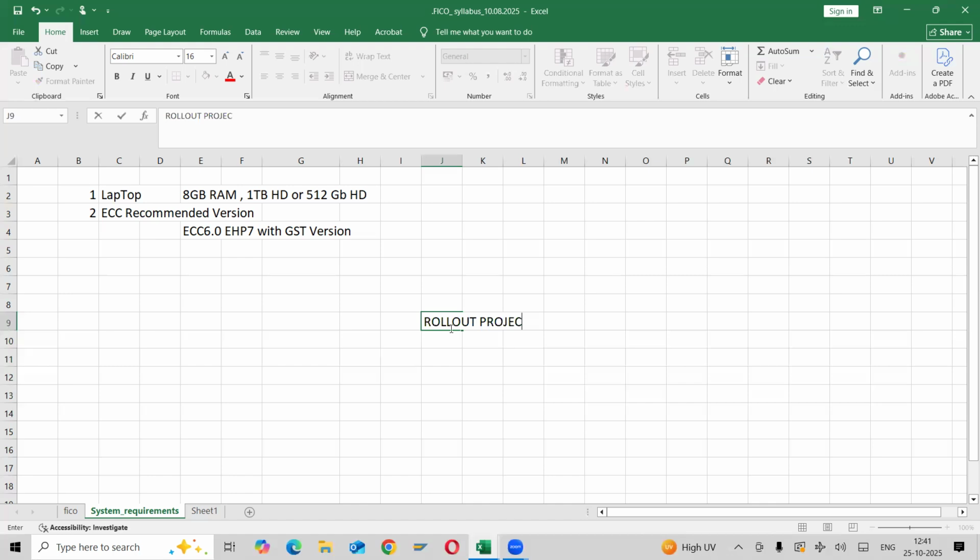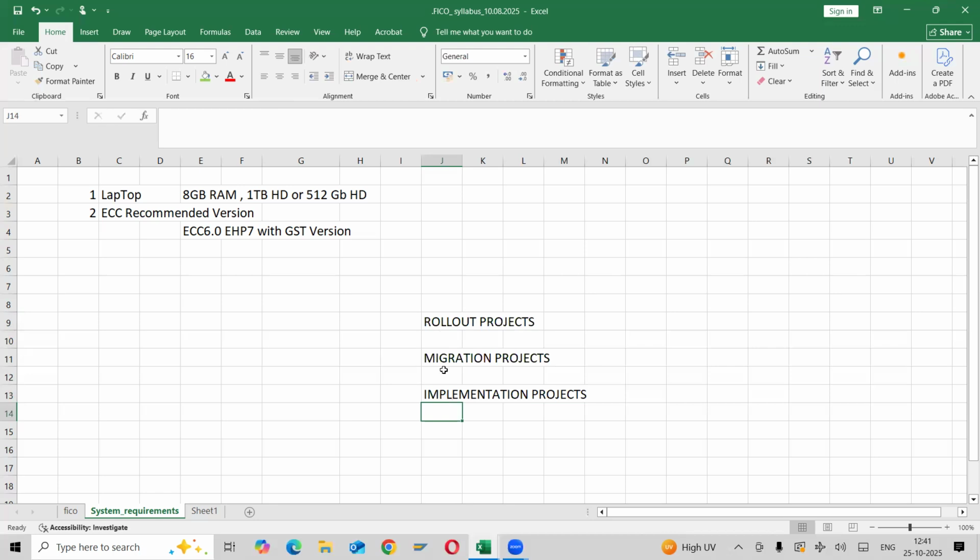What are rollout projects? We'll talk later. Migration projects and implementation is also there. Implementation projects. We'll talk about what each and everything is. Implementation projects, migration projects and rollout projects, we have.